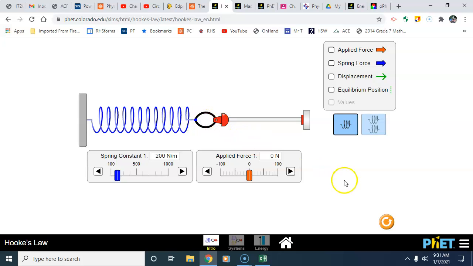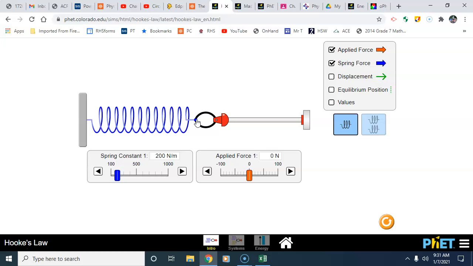Right now, this simulation is at equilibrium. There's no applied force on it. This spring is at its equilibrium position. It has no potential energy right now, right? It's not stretched or compressed. To give it potential energy, I would have to either push or pull on it. I would have to either compress it or stretch it.